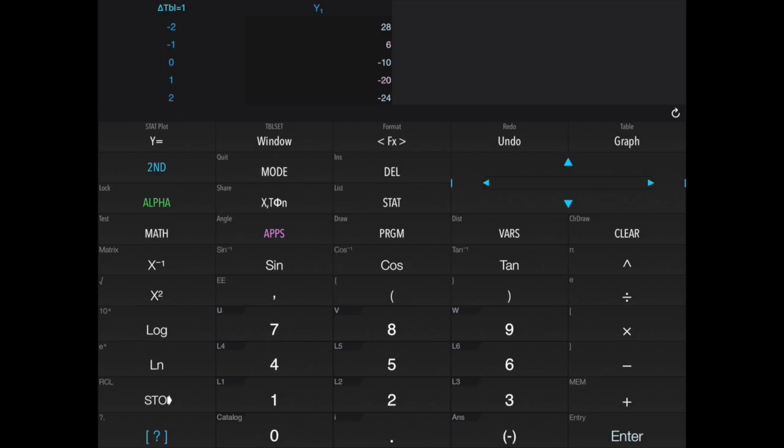So that first point on my table right now is -2, 28. I know that the y max on my y-axis is 2. So there's no way I can plot a 28 if my grid only goes to 2, so that's too big. I look at the next point. -1, 6 is much closer, but 6 is still just a hair too big because, again, my y max is 2. So the next point, 0, -10, is the first plottable point on this graph.